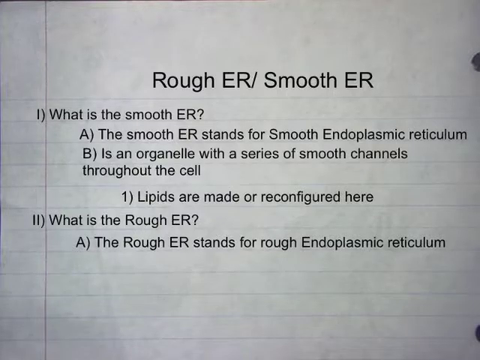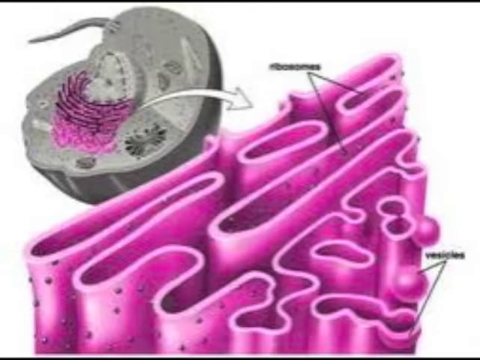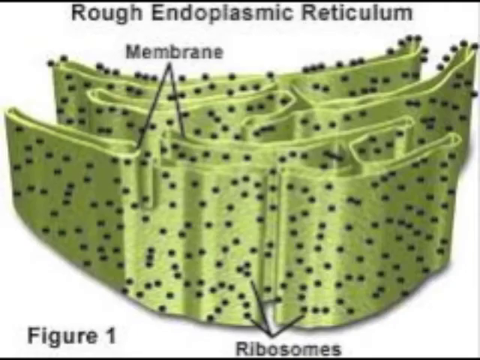What is the rough ER? The rough ER stands for rough endoplasmic reticulum. Notice here, the rough endoplasmic reticulum is directly next to the nucleus. This is because it is lined with hundreds and hundreds of tiny ribosomes, hence giving it the rough name.